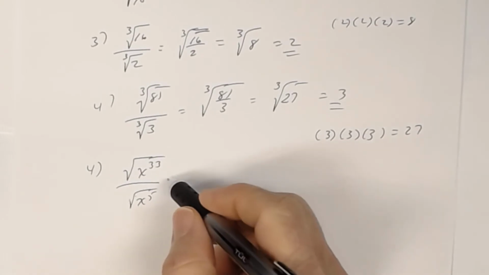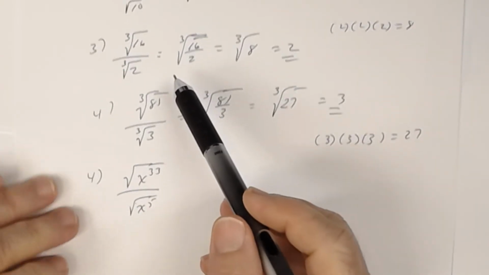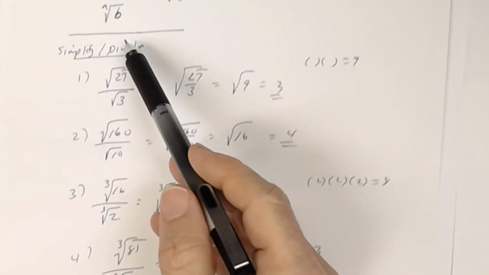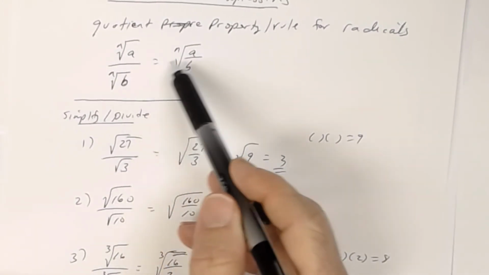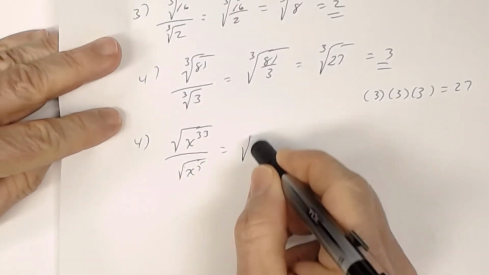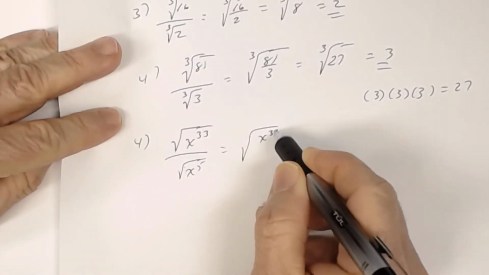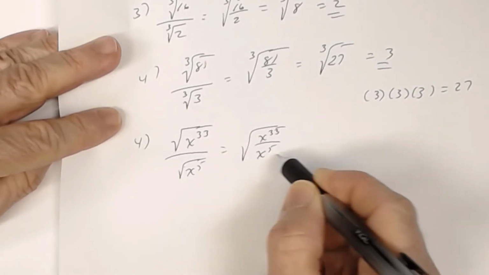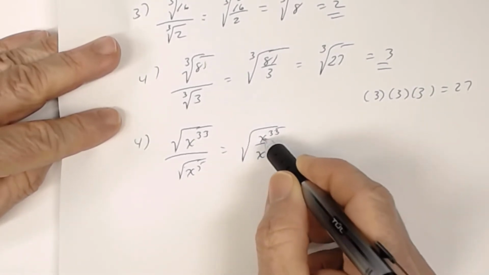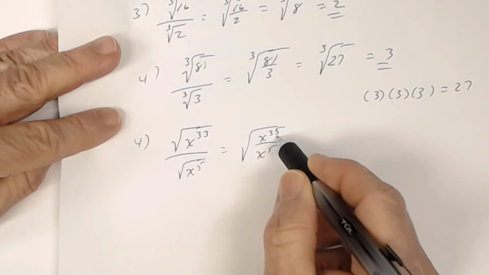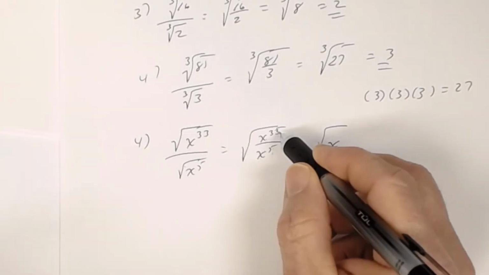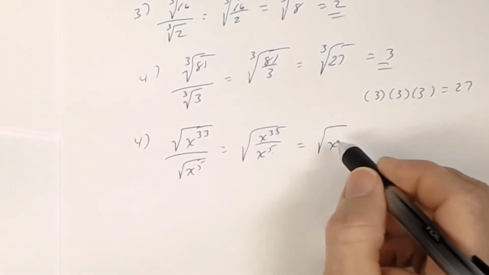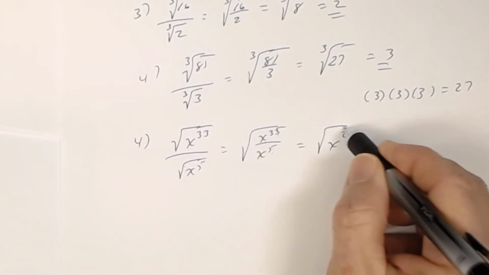So according to the quotient rule for radicals, as long as the indices are the same, I can write it as one radical. So I can write this as the square root of x to the 33rd divided by x to the 5th. And now remember, you can simplify this because when you divide like bases, you subtract exponents. So this becomes the square root of x to the 33 minus 5, which is 28.